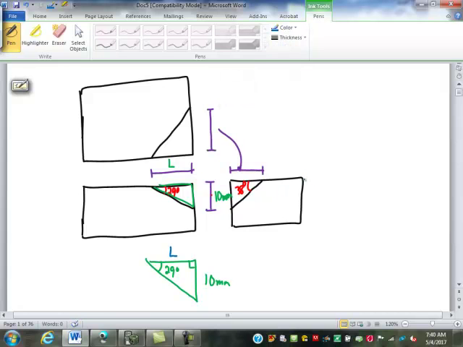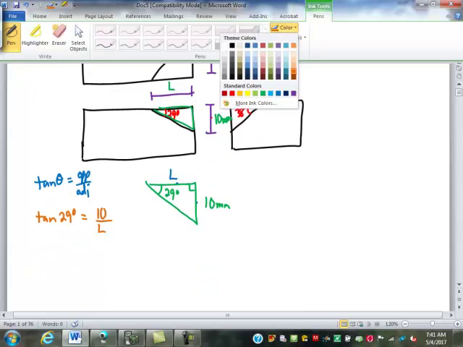How do I find L? Well, what trig function am I going to be using? Tangent, because I have the opposite side. 10 is the opposite side, and I'm looking for L, which is the adjacent side. Tangent of theta is opposite over adjacent. So then I plug in my numbers. I have the angle of 29 degrees. The opposite side is the 10 millimeters. The adjacent side is L, which is what I'm looking for.